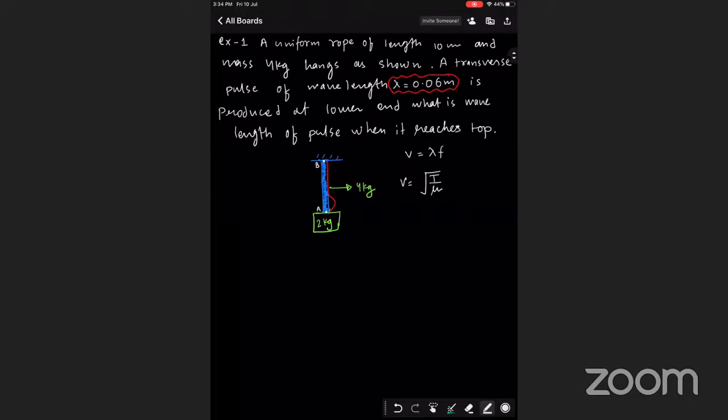Velocity will change because tension is changing. Very good. So frequency will remain the same in this case. In such a case, wavelength and velocity change.